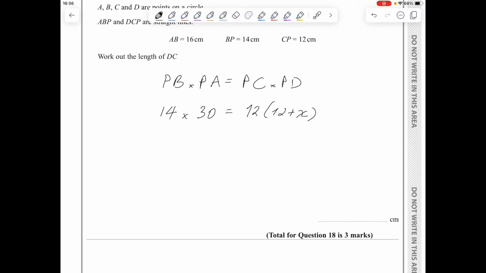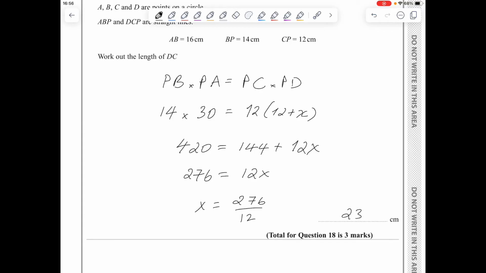Let's expand and simplify. 420 is equal to 144 plus 12x. Let's subtract the 144. 276 is equal to 12x. And finally, if I divide, I'm going to get 276 over 12, which simplifies to 23 centimeters.